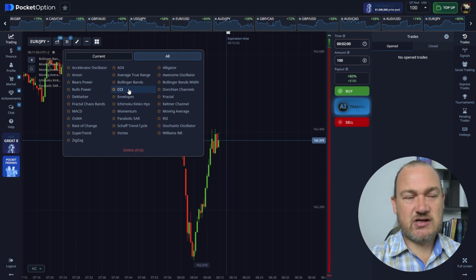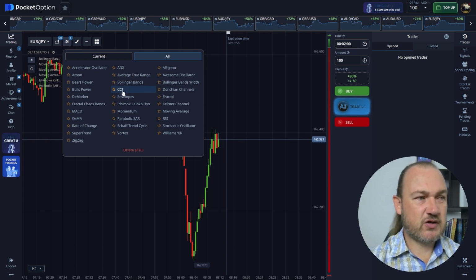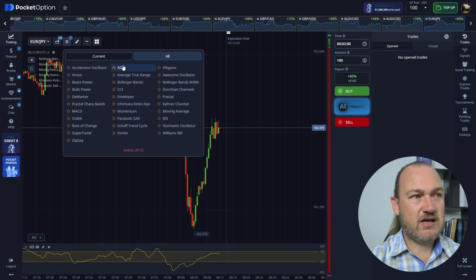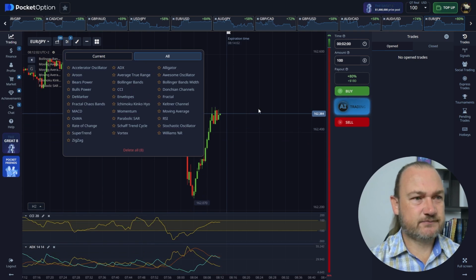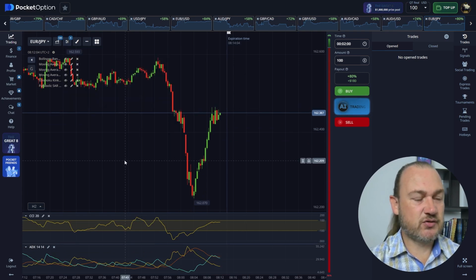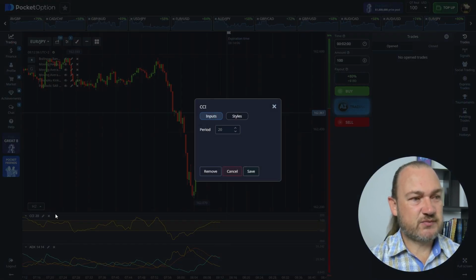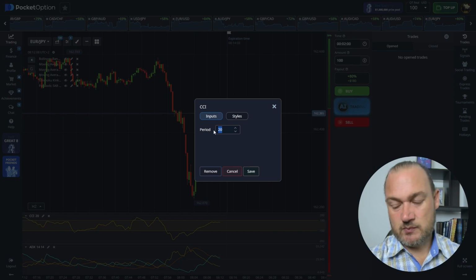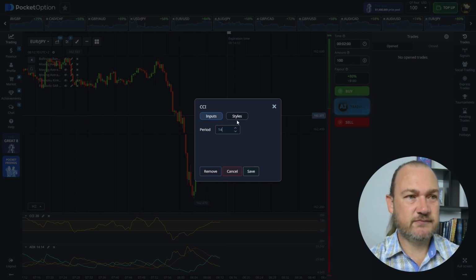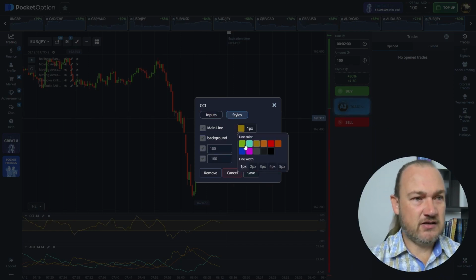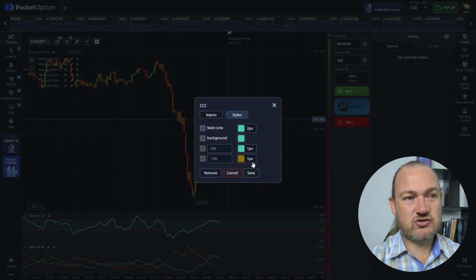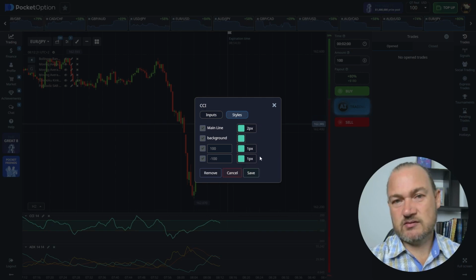We're going to add two indicators and we're going to make some changes to them. First one we're going to add is the CCI and next up is the ADX. So we're going to add these two indicators to our chart and we're going to make some adjustments. And we're going to change the period of the CCI to 14. And then I really like the brighter colors, so I'm just changing the colors here. You do not need to change the colors. This is a cosmetic thing.